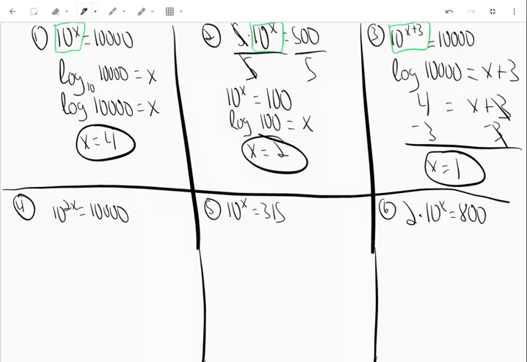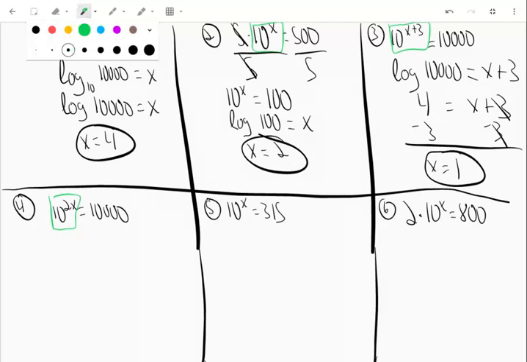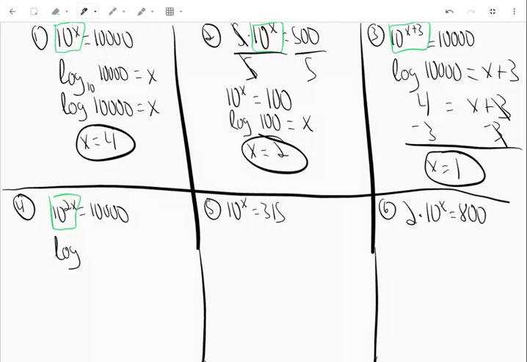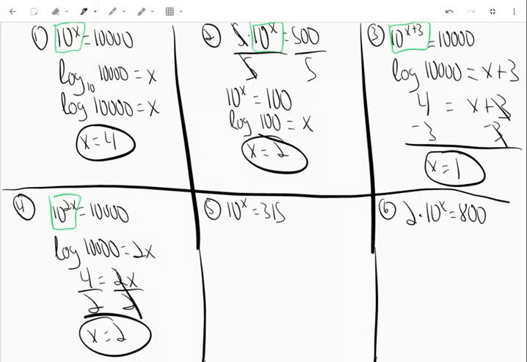Number 4, the term with the exponent is isolated already. So rewrite this in log form. So log base 10 of 10,000 equals 2x. Once again, log base 10 of 10,000 is 4. So this is really 4 equals 2x. And now I can finish it off by dividing both sides by 2. So 4 divided by 2 is 2. So x in this case equals 2.